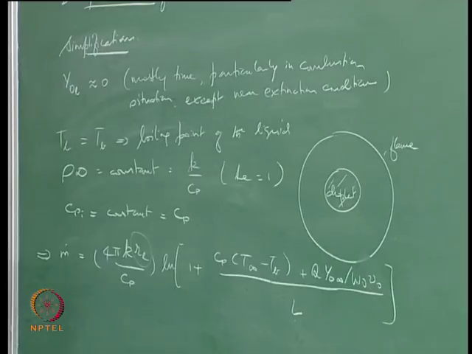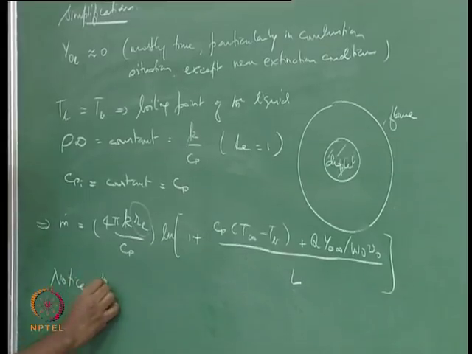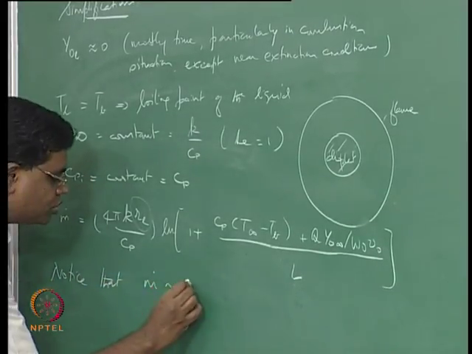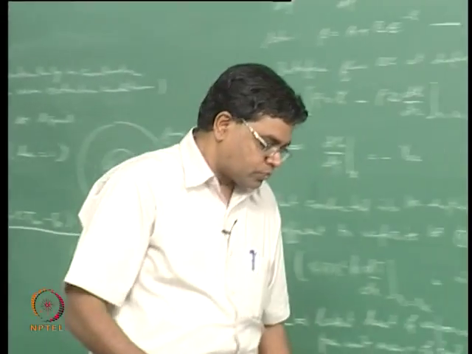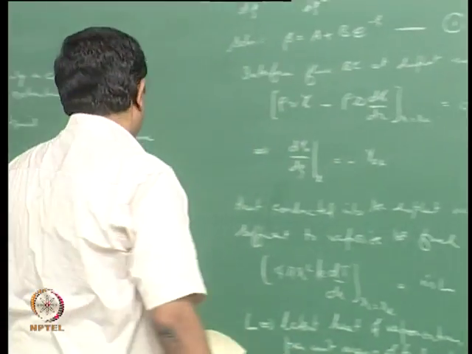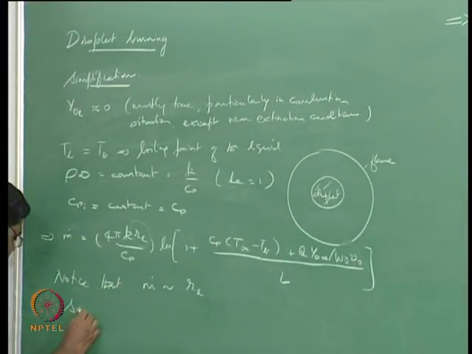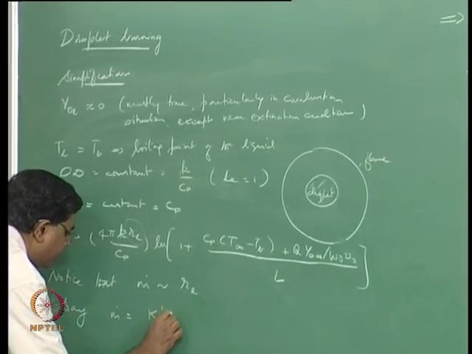Okay, that's what we are really interested in. So for this purpose, we can see that. Notice that m dot is now linearly proportional to RL, right? So say m dot equals k prime RL.